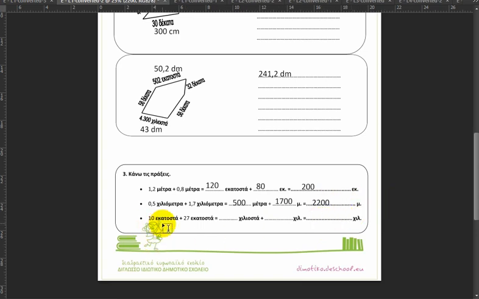There we go. Next, we have centimeters, and I have to turn these into millimeters, so I have to multiply these numbers by 10. And I would get 100, and I would also get 270. If I add these, I would get 370. Great. Let's move on.